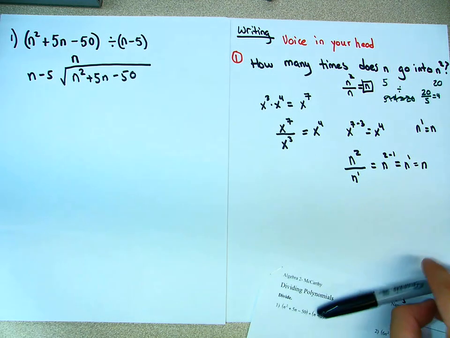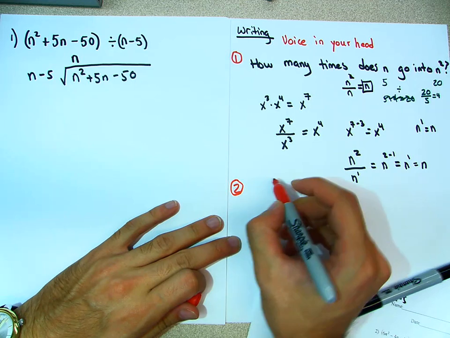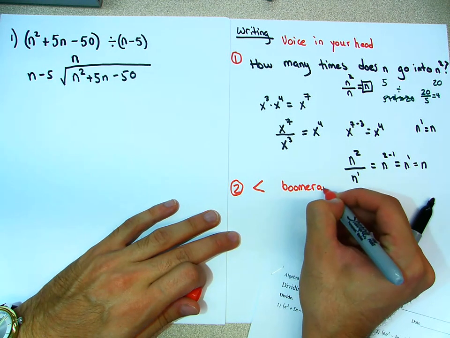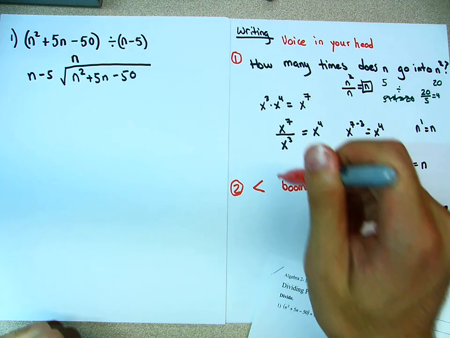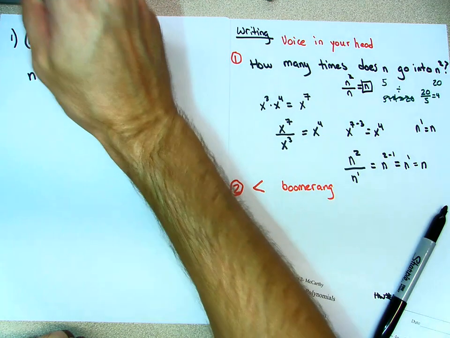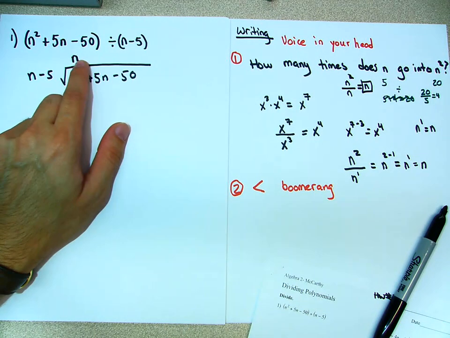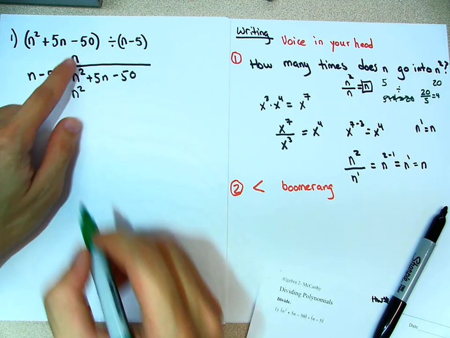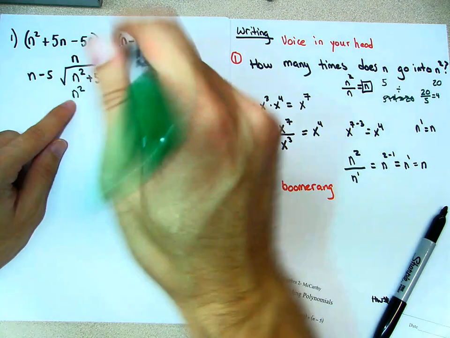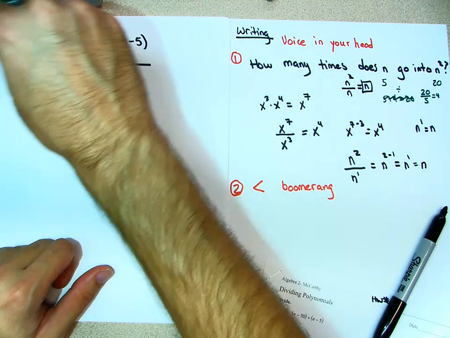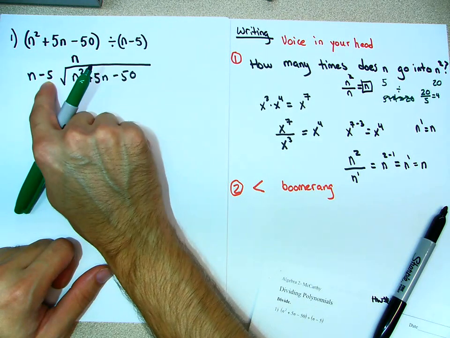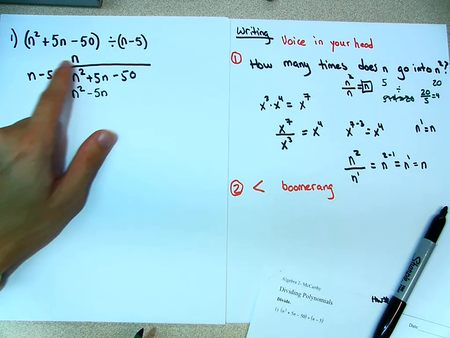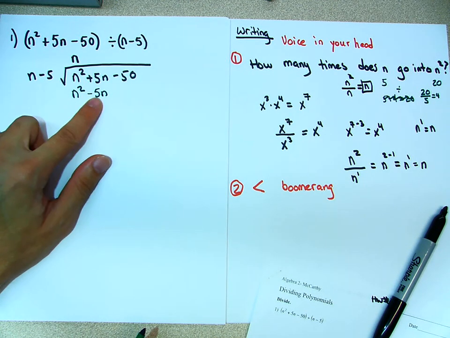And now here, for step 2, this is the symbol I use. Maybe it'll be crazy, a boomerang. Now watch the rhythm. 1, 2, 3. You're going to do n times n, which is n squared, right? Then boomerang again. Now n times negative 5 is what? Negative 5n, right? n times n is n squared, n times minus 5 is minus 5n.